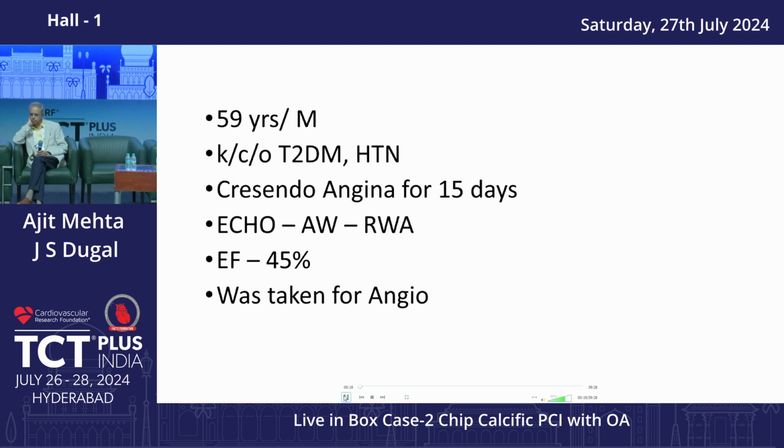He's a 59-year-old gentleman, diabetic, hypertensive, has peripheral vascular disease and diabetic foot, has had debridement 2 or 3 times, and has had crescendo angina for 15 days. He was shifted to our center for further management. Echo showed anterior wall regional wall motion abnormality, ejection fraction of 45%, and he was taken up for angiography.